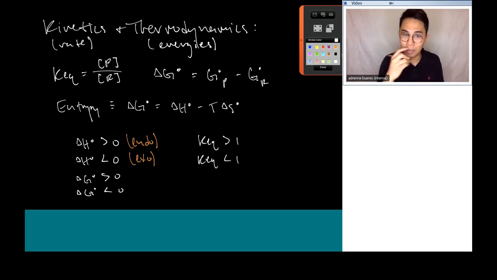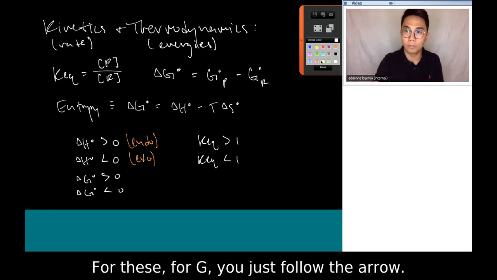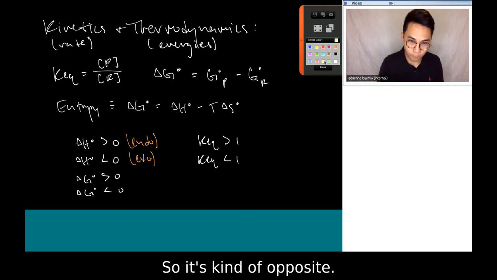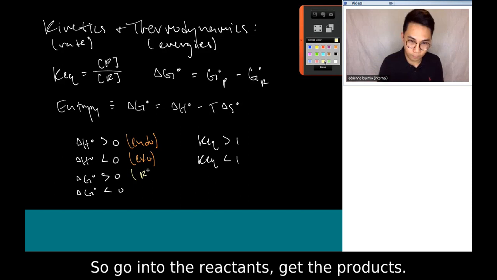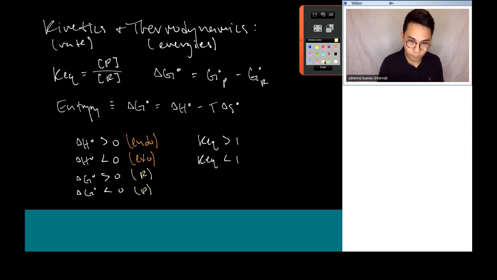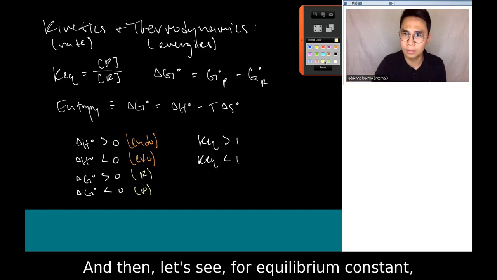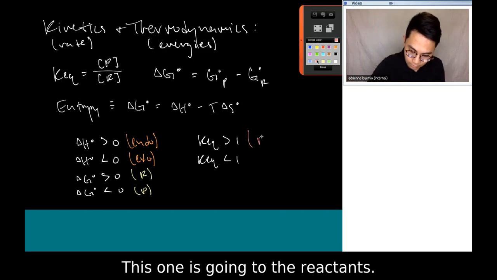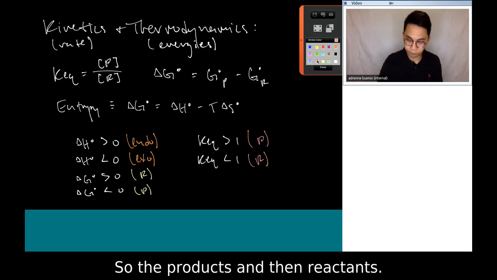G is kind of the same thing. For G, you just follow the arrow. It's going to go to the reactants and the products, right? So it's kind of opposite. So going to the reactants, going to the products, and then for the equilibrium constant, it's going to be directly the arrow, right? So this one's going to the products, this one's going to the reactants. So the products and then reactants.